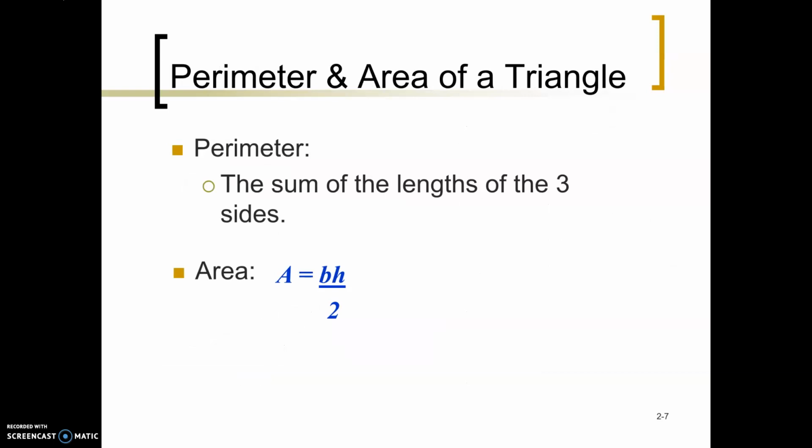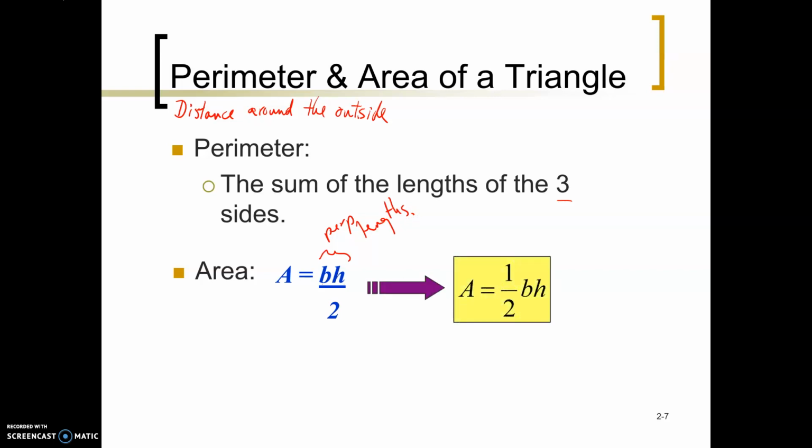The perimeter, or the distance around the outside, is the sum of the three lengths of the triangle. And the area is base times height divided by 2. Remember, base and height must be perpendicular to each other. Okay, so these are perpendicular lengths. This formula you might have also seen written this way as 1/2 base times height.